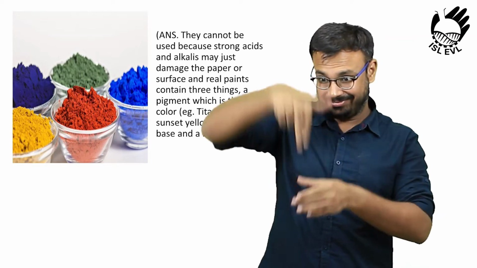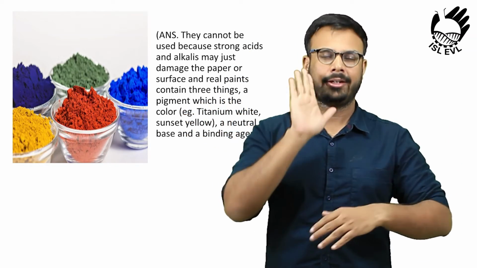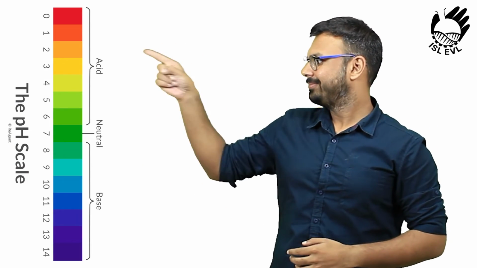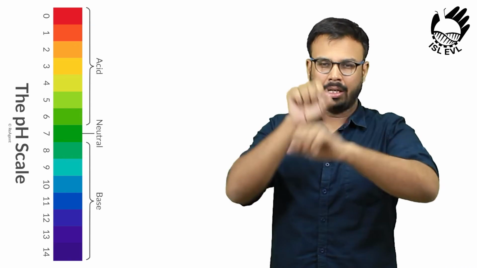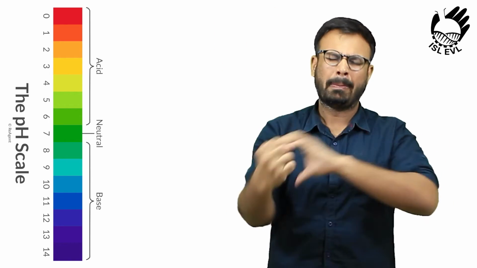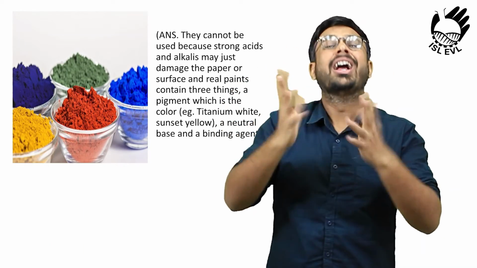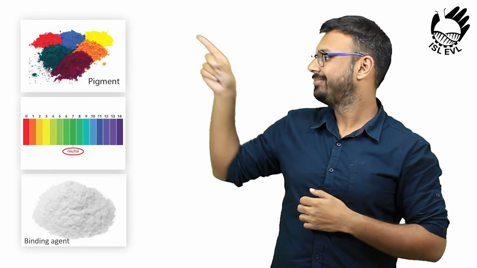Can anyone tell us why and what exactly is present in the real paints? These chemicals cannot be used since they have strong acids and alkalis that will simply corrode the paper. And real paints contain 3 things: a pigment, which is the color, for example, titanium white, or sunset yellow, a neutral base, and a binding agent.